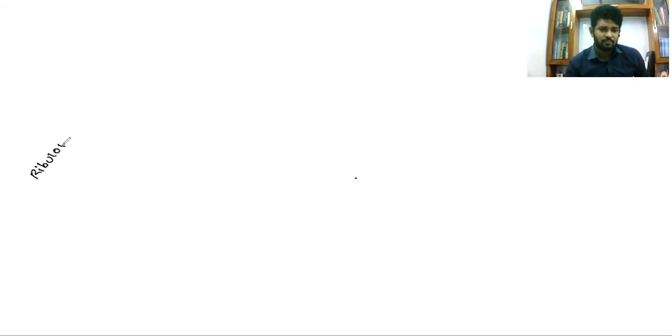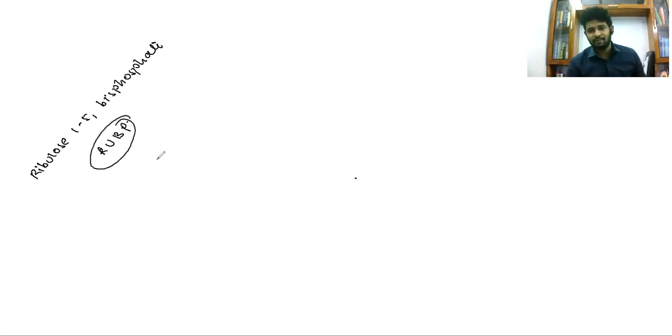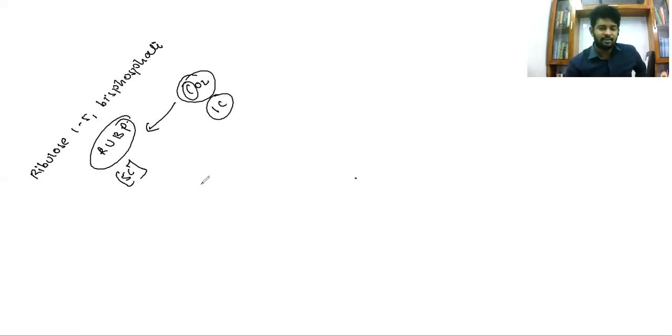RuBP means ribulose 1,5-bisphosphate. It is also called RuBP. This is a molecule present in the stroma, and it has the affinity to absorb carbon dioxide. RuBP is a 5-carbon compound, and carbon dioxide is a 1-carbon compound because it consists of 1 carbon atom.